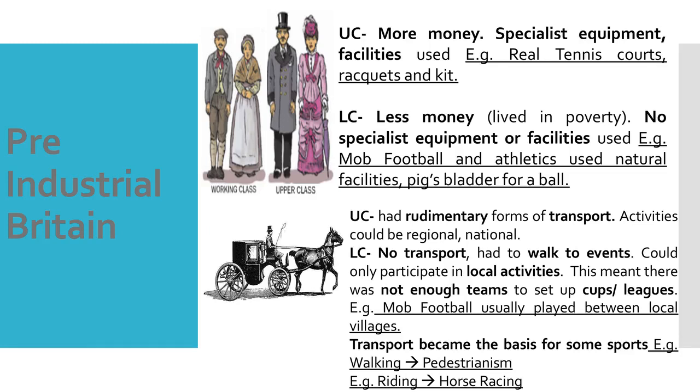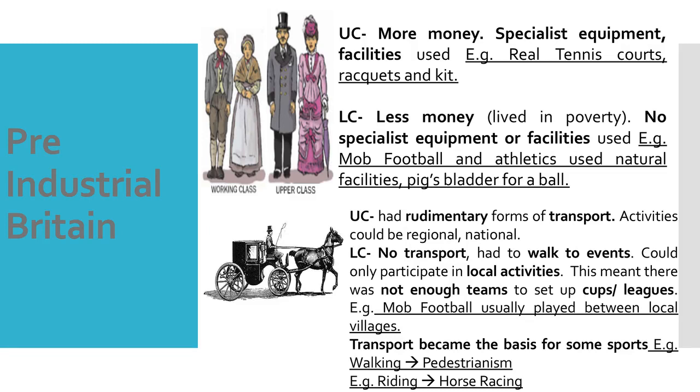So, very limited equipment. And then the transport. Well, it was very limited transport. The upper class, you can see in this image here, they had a horse and carriage, not to be confused with a horse and cart. Upper class would not have been taken around in a horse and cart. So the upper class had horse and carriage, so they could travel to activities. So upper class sports could be regional and national. However, the lower class did not have access to travel. They would walk, so they pursued local activities. And they couldn't set up teams and leagues, therefore.